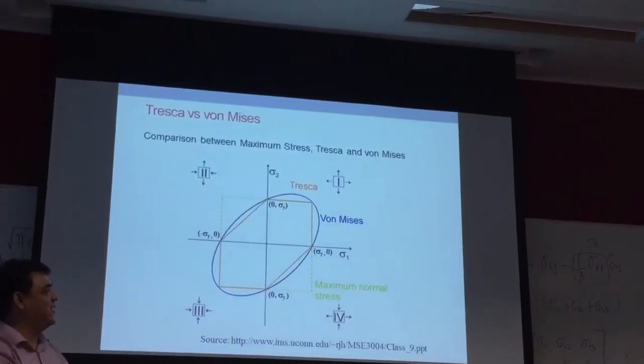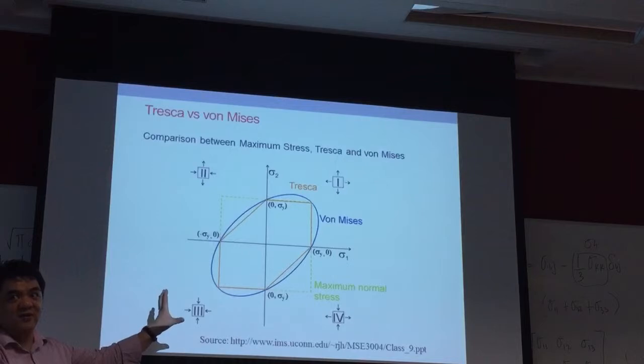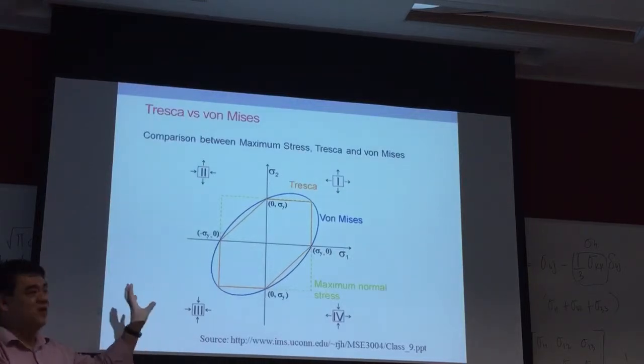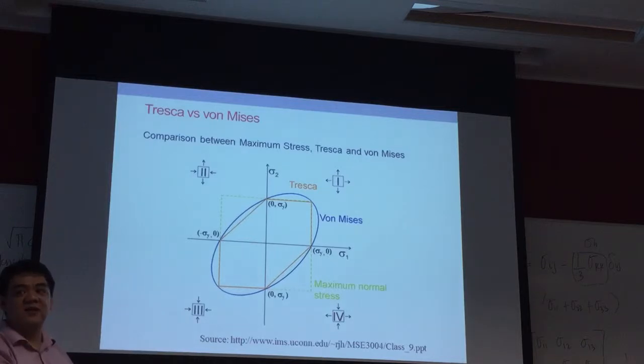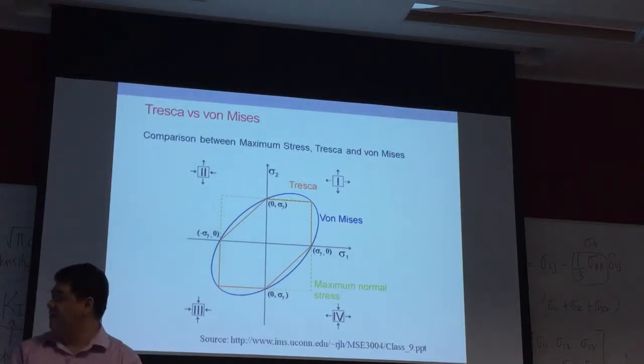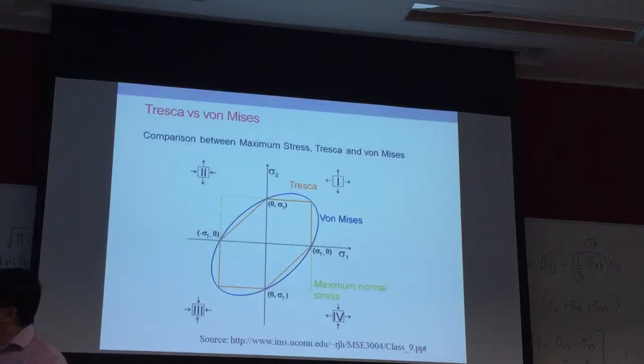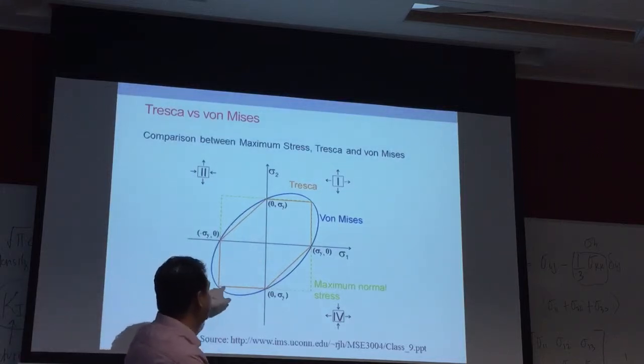Okay, so after that, of course, identify a failure criteria, determine whether your design will fail or will be safe. So this is your failure criteria: principal stress, von Mises, and your shear criteria.